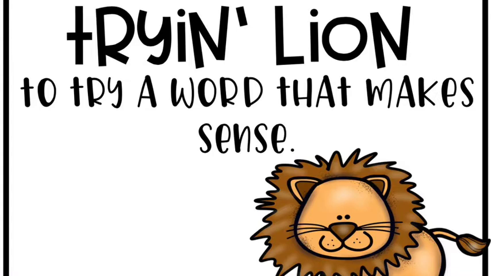The reading strategy Trying Lion is about trying to see if the word you predict your unknown word to be makes sense in the sentence. Often we can look at the first sound, and children don't look all the way through a word and predict the end of a word. When you put it in the sentence, you can check if it makes sense, and if it doesn't make sense, that means you haven't quite got the word correct. Let's give it a go.